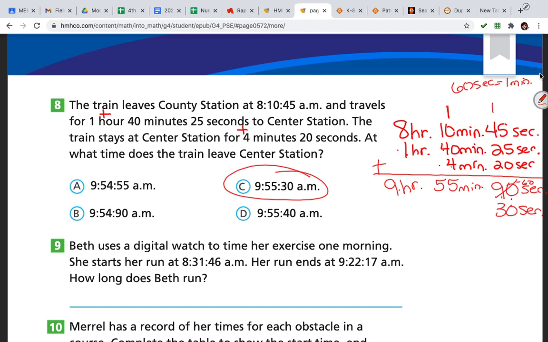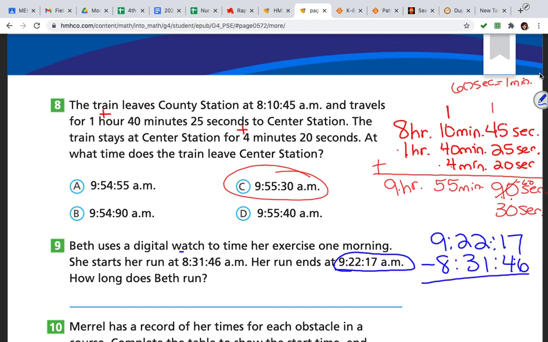Question number 9. Beth uses a digital watch to time her exercise one morning. She starts her run at 8:31:46. Her run ends at 9:22:17. How long does Beth run? Well, we're going to start with our end time, and then we're going to subtract her start time. Let's say 9:22:17. This is hours, minutes, and seconds. We're going to subtract. She started at 8 hours, 31 minutes, and 46 seconds. We're definitely going to have to borrow here.